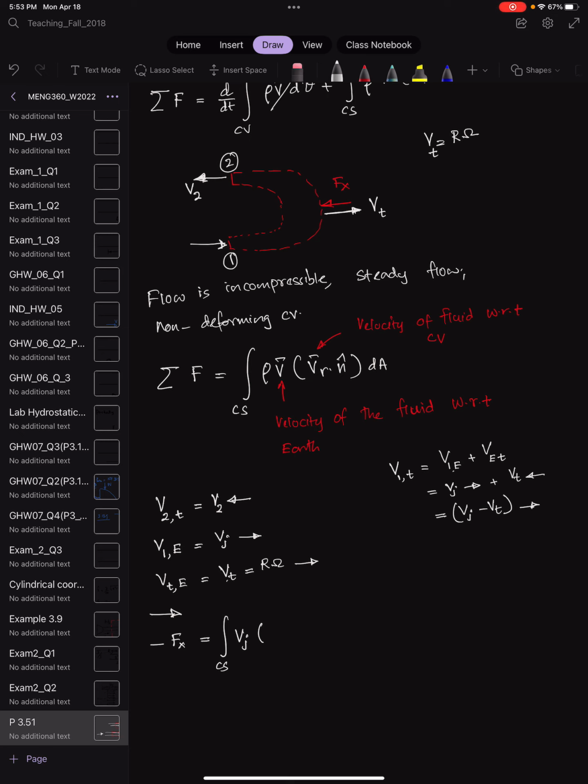Now we look at the dot product. The relative velocity is from left to right, and n at boundary 1 is in the opposite direction, so the dot product is going to be negative. So we can write negative (Vj minus Vt) dA. There's a rho in here, and rho can be taken out because the flow is incompressible. And then we go to the second term, this is the first one.